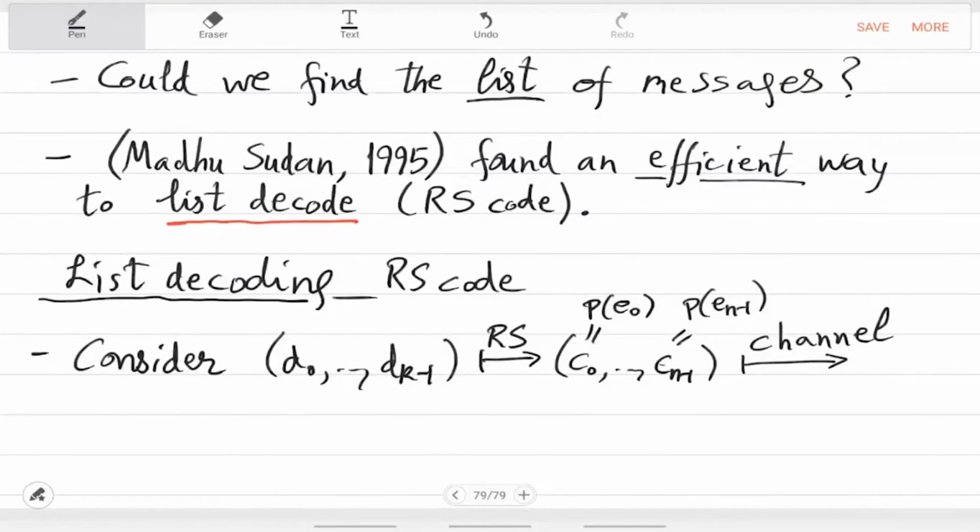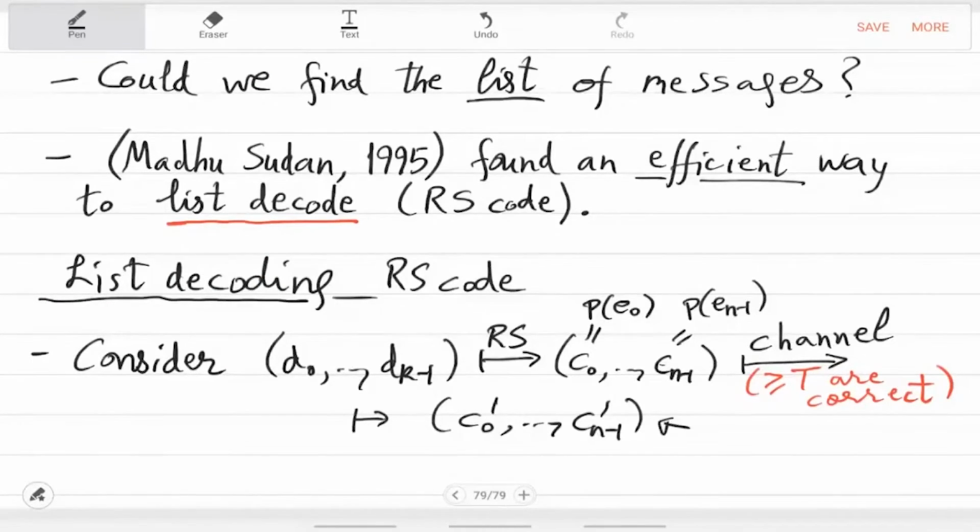And we'll assume that at least T many are correct, greater than or equal to big T. So at least T are correct, and the remaining n minus big T are in fact incorrect. They have been corrupted. So what Bob gets is, we are calling it C0 prime to Cn minus 1 prime. Okay, so in this only T positions are correct, and obviously Bob has no idea which big T many positions these are. There is no way to find that a priori, right, because the number of possibilities is n choose T, which is exponentially large.